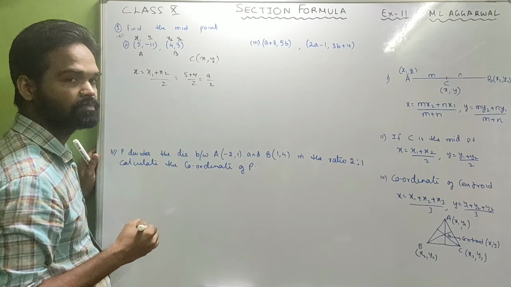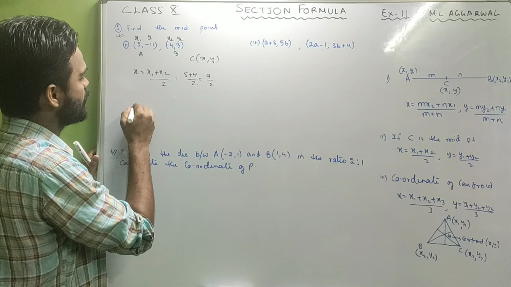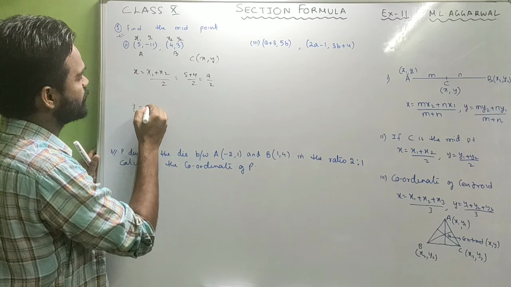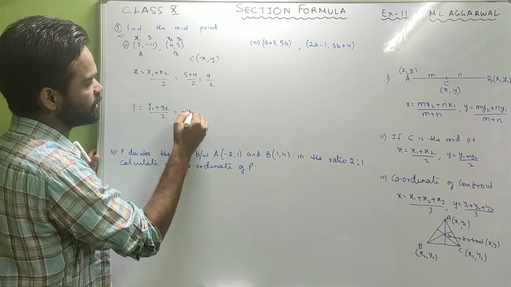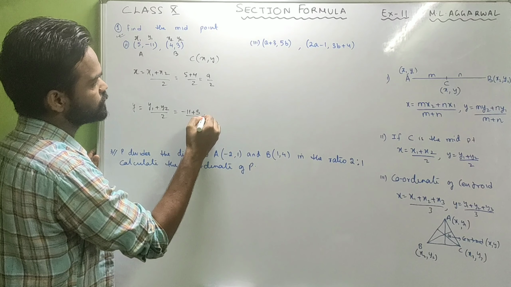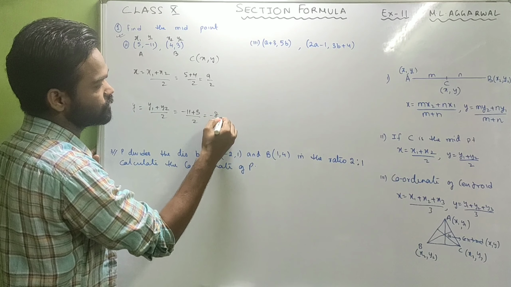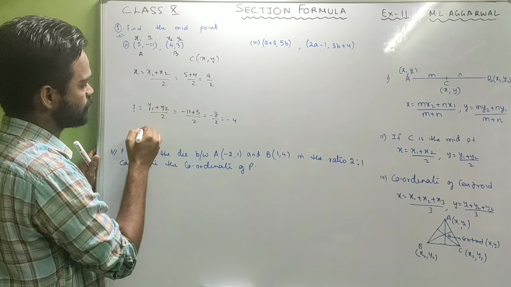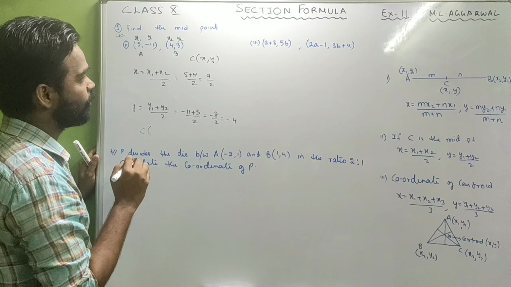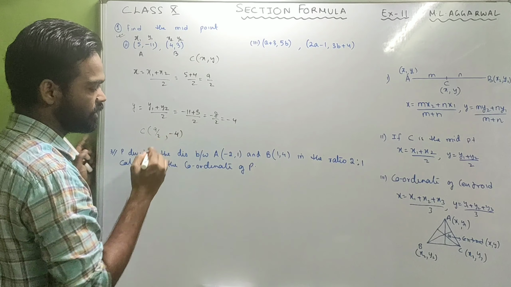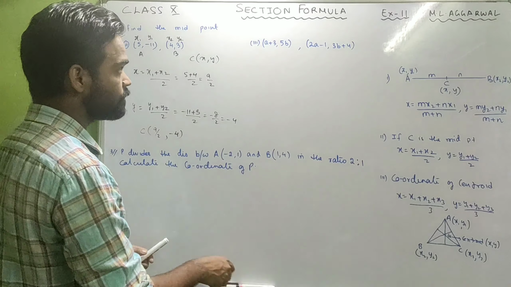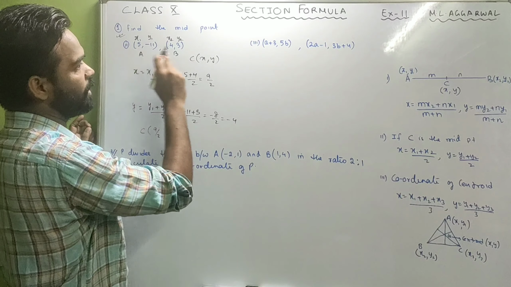That's 9 by 2. Leave it like this. And your y will be (y1 + y2) by 2. That's (-11 + 3) by 2. That's -8 by 2. That's -4. Which means the coordinate of the midpoint in this case will be (9/2, -4). Am I clear? Let us see 1 part 3.